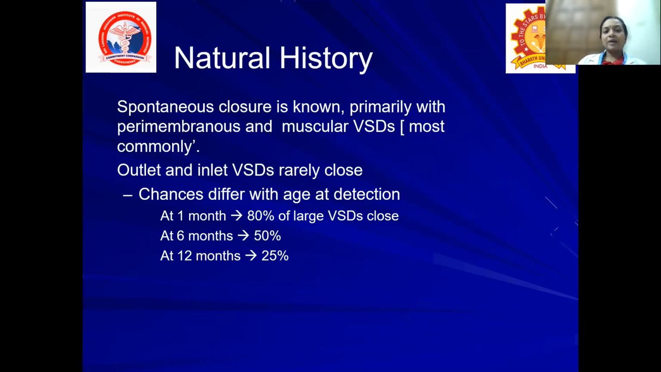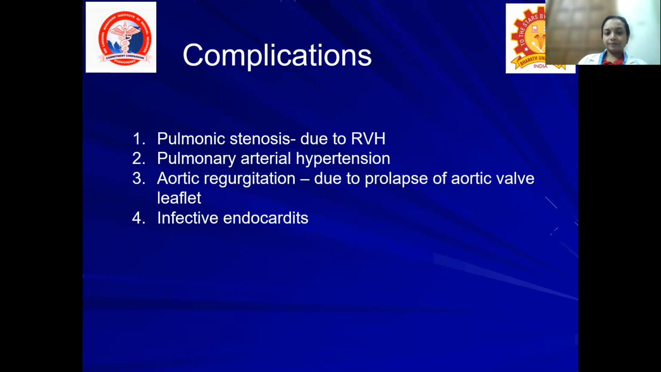Spontaneous closure is known, most commonly with muscular VSDs. And the outlet and the inlet VSDs rarely close. Chances differ with age at the detection. At 1 month of age, 80% of large VSDs close. At 6 months, 50%, and at 12 months, 25%.